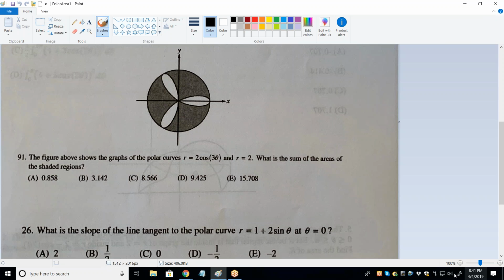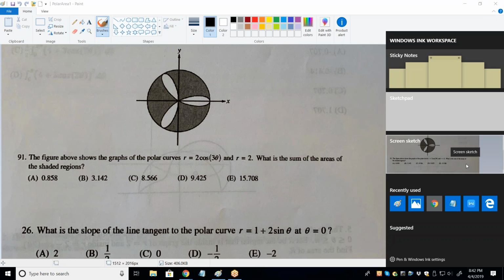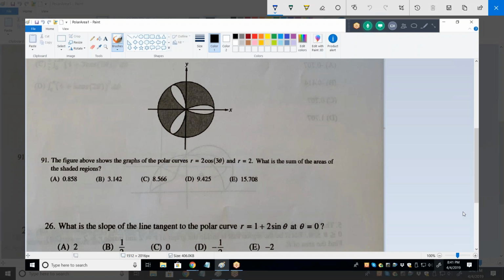Another area problem. Whenever you see shaded region problems, whether you're talking geometry or calculus, it's always a subtraction problem, right? So it's the area of what? The circle, r equals, minus what? The area of the clover leaf thing. The rose petal. Right, the rose curve. That's the area of the shaded region.